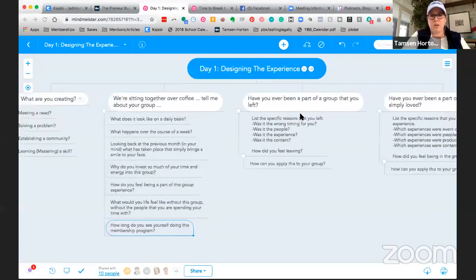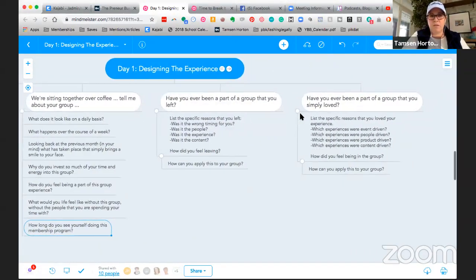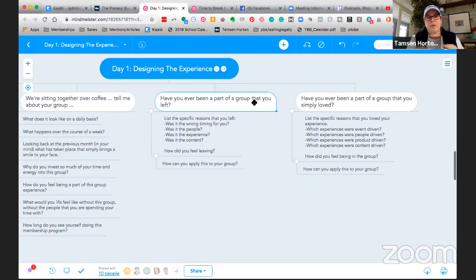All righty. Okay, so now the other part that we're going to think about is, have you ever been part of a group that you left? What have you canceled? What did you join and then leave? Write down your specific reasons why you left. Was it the wrong timing? Was it the people? Was it the experience? Was it the content? How did you feel about leaving? You're transposing all of that onto how you can apply it to your group.